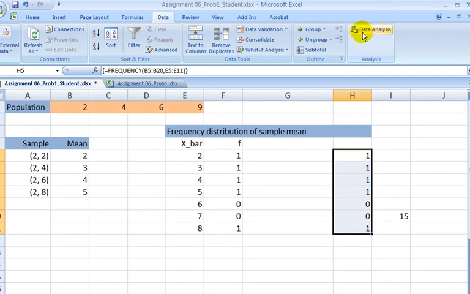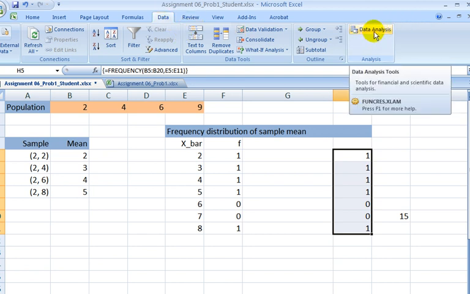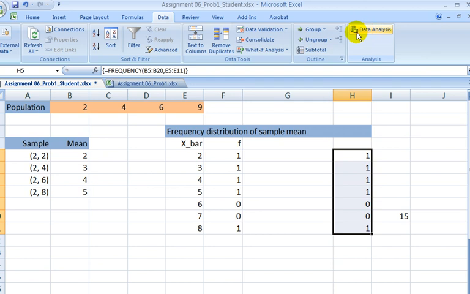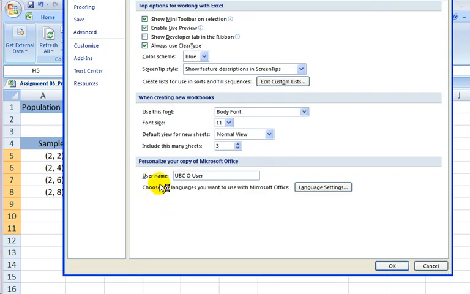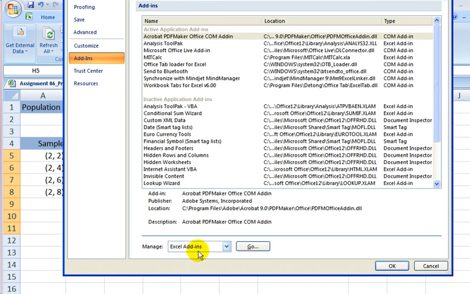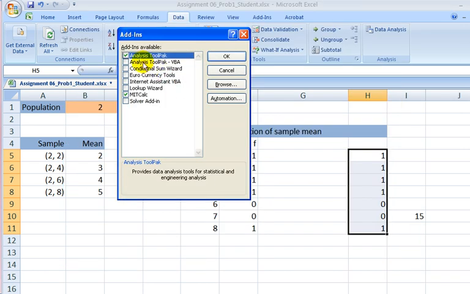There's a data analysis tool right here, under Data. You may not have this one in here because it's not enabled. Then what you do is go to Excel Options, go to Add-ins in here. Over here there's Excel Add-ins, and here you click Go and check the Analysis ToolPak and click OK.